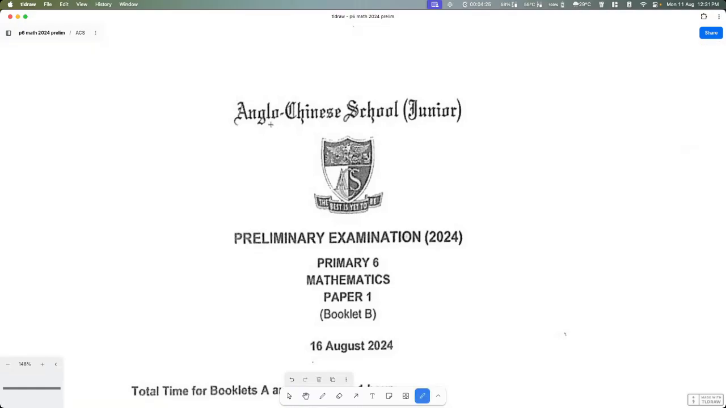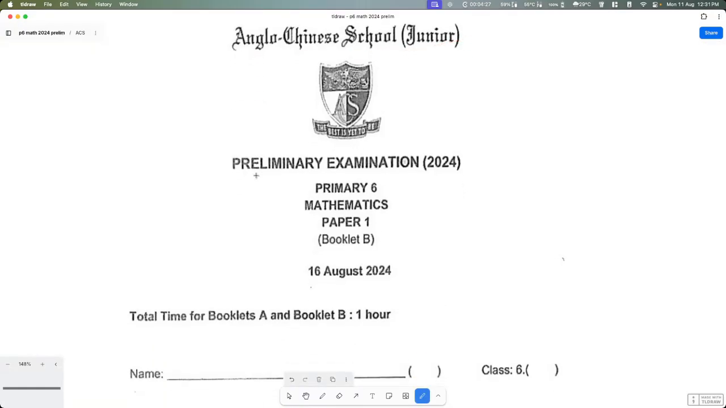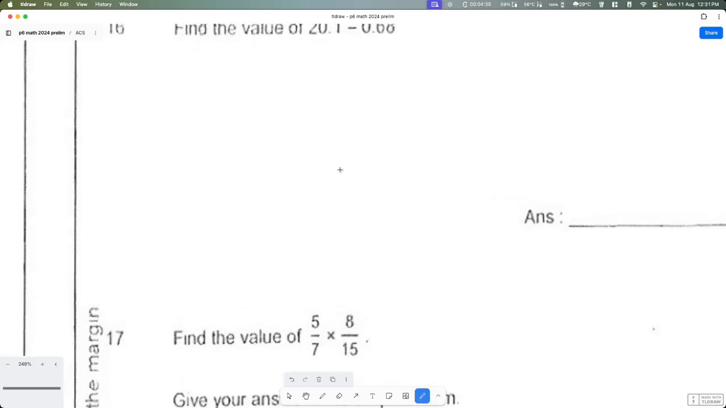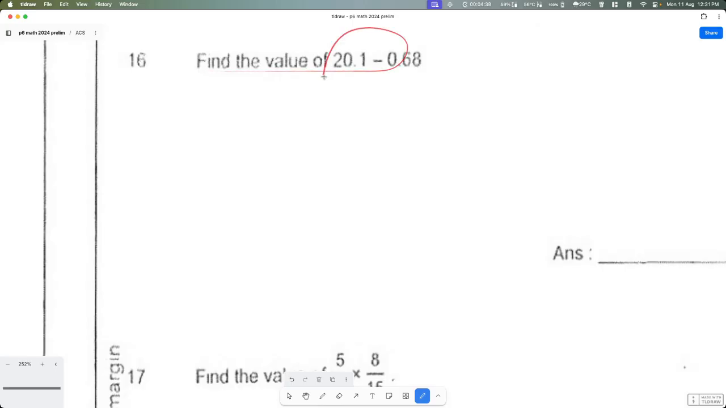In this video, we're going to go through the Anglo-Chinese School Junior Preliminary Examination 2024 Primary 6 Mathematics Paper 1 Booklet B. So let's get started on the first question. It says here, find the value of 20.1 minus 0.68.